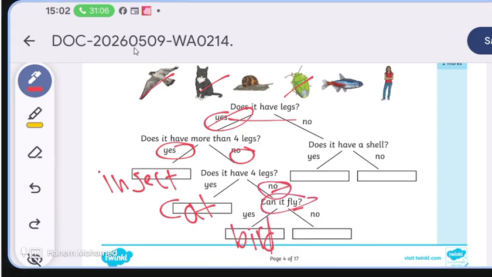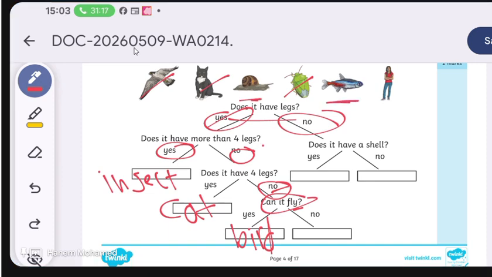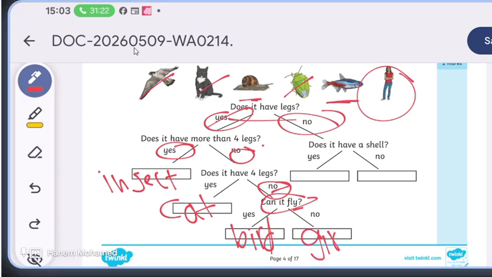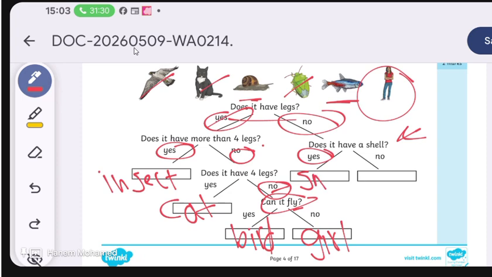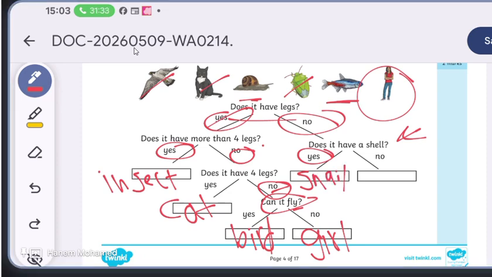We said also no. Teacher, give me a minute. The next one doesn't have legs, so surely we are not going to talk about the fish or the snail. We are talking about the ones that have legs. So who is the only one that has legs among the rest? Human. The girl or the human. And when no, they don't have legs, doesn't have a shell, if we said yes it will be what? The snail. But if we said no, doesn't have legs, of course it will be the last one. It doesn't have a shell. Fish.